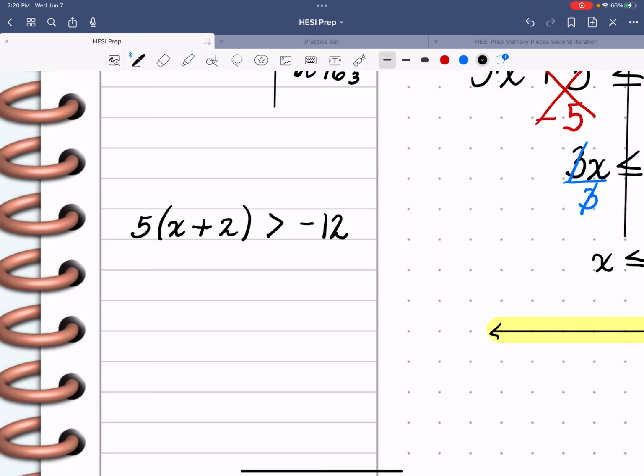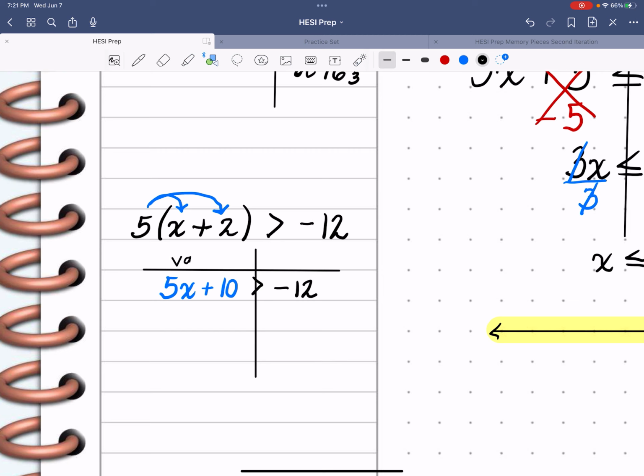So the first thing I'm going to do is get rid of parentheses. I don't want to start anything until the parentheses are out of there. So let's do our distribution. 5 times x is 5x, and 5 times 2 is 10. And then you copy. And then you will do your thing here.